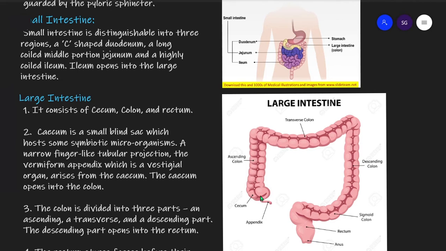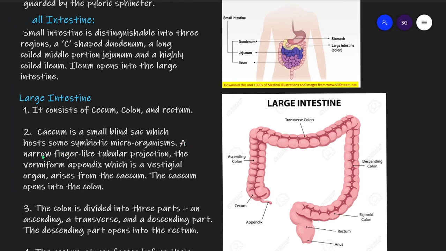You know what is symbiotic? Symbiotic is helping each other. There are microorganisms in this cecum which help human beings in the digestion of the fiber part of the food, and on the other hand, the human body provides them habitat and food. So this is a symbiotic relationship between bacteria and human beings. So there are symbiotic microorganisms, and where do they live? They live in the cecum of the large intestine.